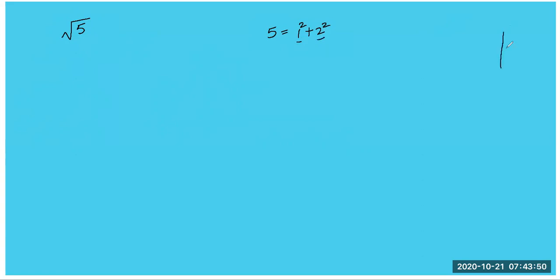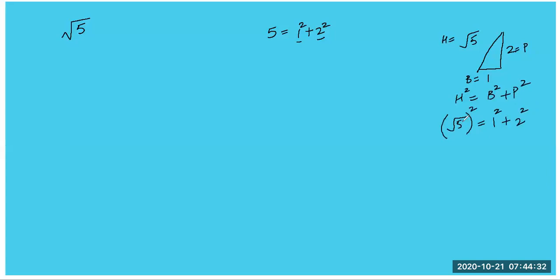If this is my right angle triangle, its height is 2, its base can be 1, then this hypotenuse will be under root 5. Is it right? Because according to Pythagoras theorem, this is my hypotenuse, this is my perpendicular, this is my base. Hypotenuse square is equal to base square plus perpendicular square. What is my hypotenuse? Under root 5. Square of this is equal to base 1 square plus perpendicular 2 square.